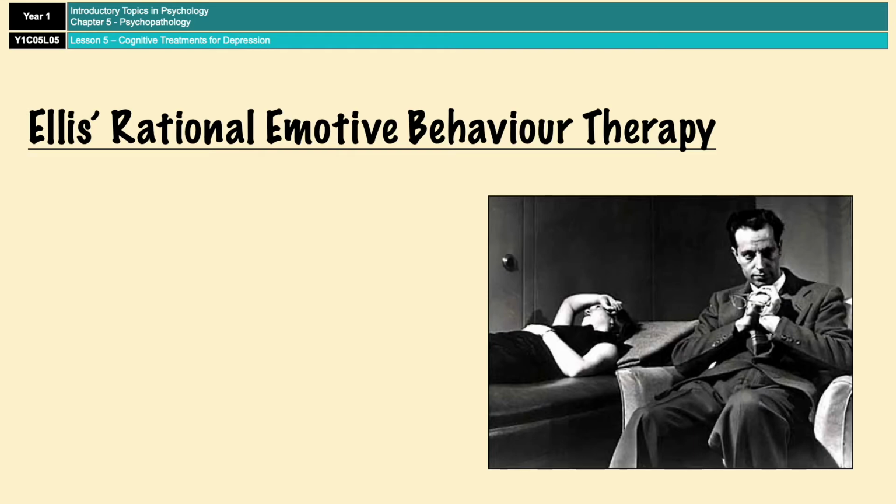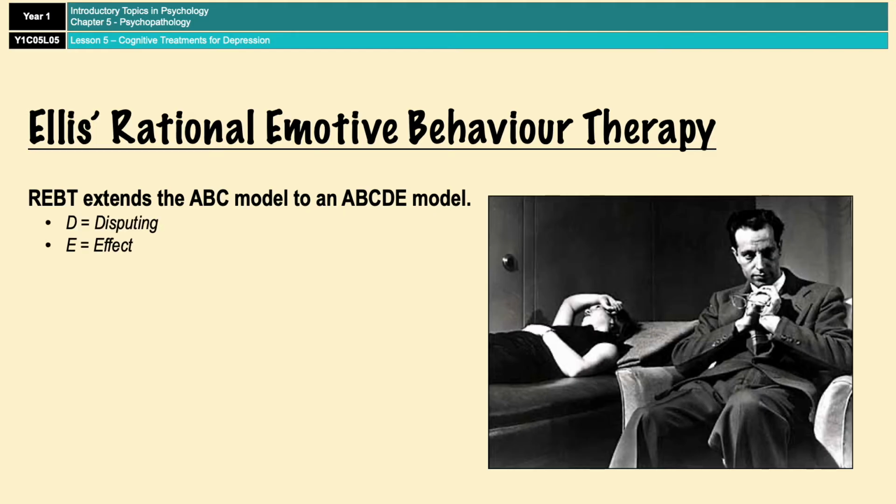Another form of CBT is Ellis's rational emotive behavior therapy. Now, if you remember, Ellis developed the ABC model, where an activating event leads to an irrational belief, which then ultimately triggers depression. REBT extends the ABC model to include a D and an E element, where the D stands for dispute and E stands for effect, which ultimately means that the therapist is going to argue with you in order to try and replace your irrational beliefs with more effective ones, which will then lead to more effective behaviors.